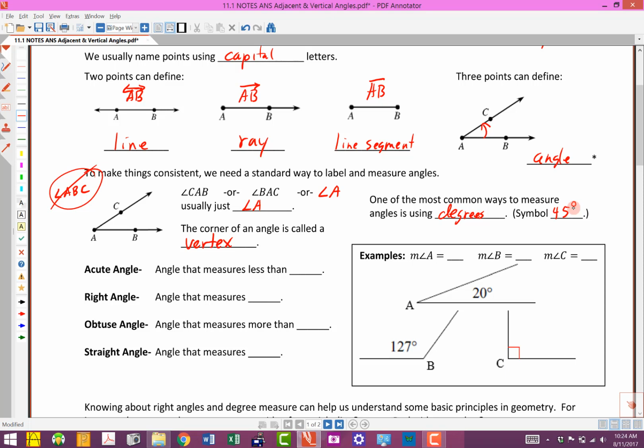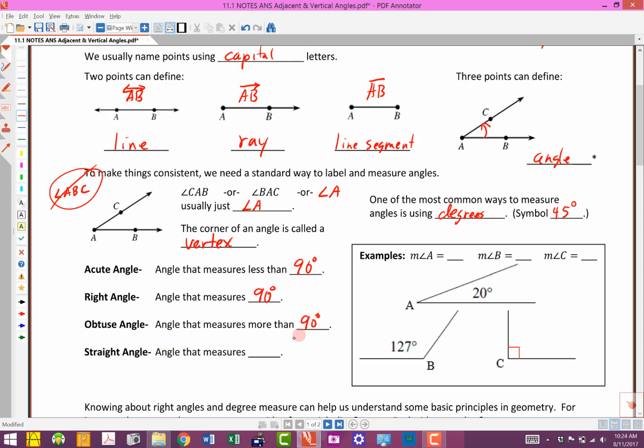Now let's talk about some of the common angles that we'll be dealing with and some of the vocabulary here. So let's talk about acute angles. I would imagine that you've heard about this before. An acute angle is an angle that measures less than 90 degrees. Notice I put the degree symbol on there. A right angle is an angle that measures exactly 90 degrees. An obtuse angle is one that measures more than 90 degrees. And then a straight angle.